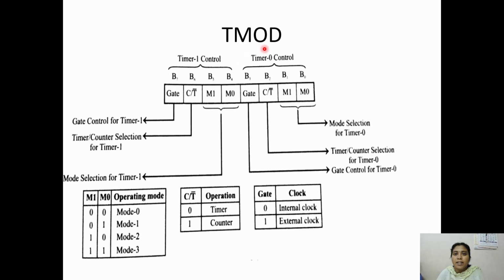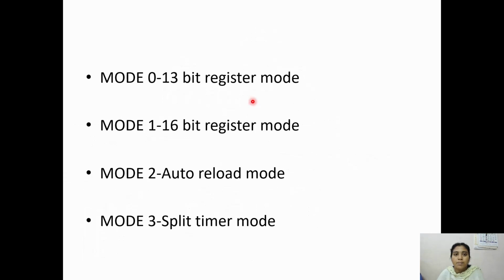So TMOD is the timer mode operation register of the 8-bit timer and counter. Here M1, M0 is used for selecting the mode. The lower 2 bits M1, M0 are used for mode selection for Timer 0, and this is for mode selection of Timer 1. This is used to select the timer or counter: 0 means timer gets selected, 1 means counter gets selected. This is the gate control for Timer 0: 0 means internal clock, 1 means external clock.